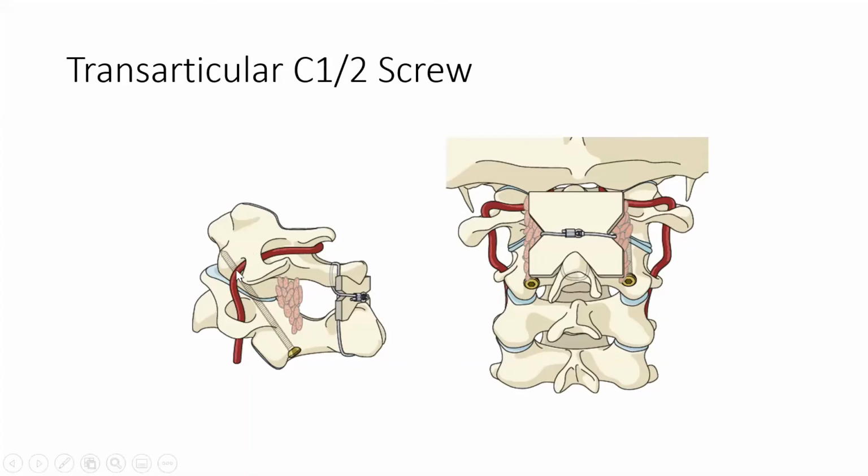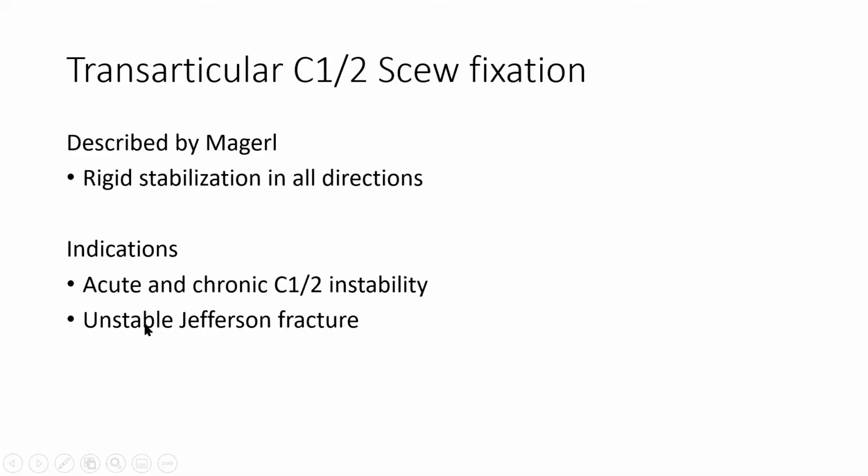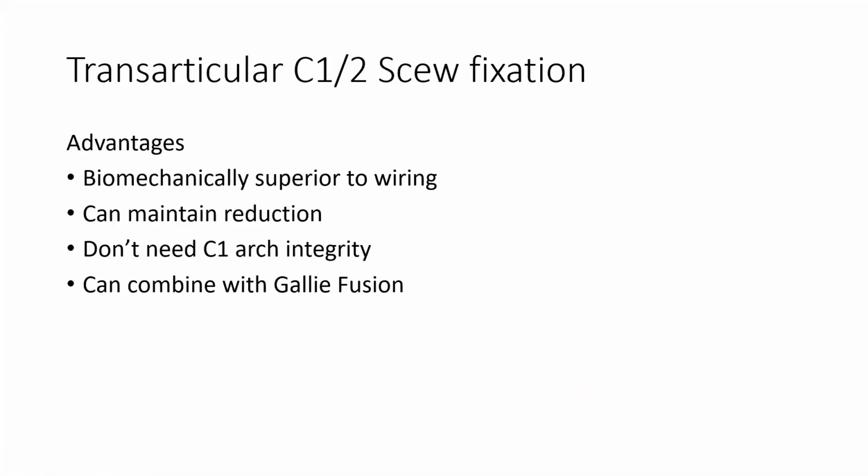Your screw does not align the C1, C2 joint. In addition to that, you can do sublaminar wire to make it stronger, and your H-shaped graft to C1, C2 if you want to. That is a described technique. Okay, so that's a fixation.